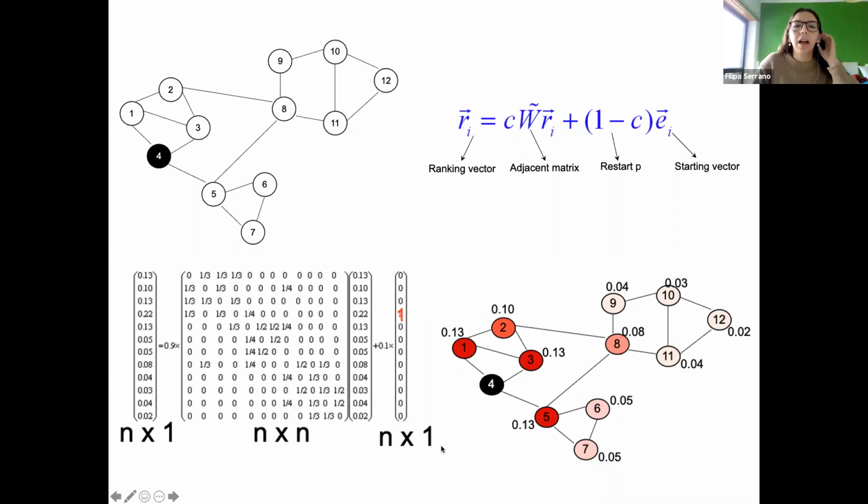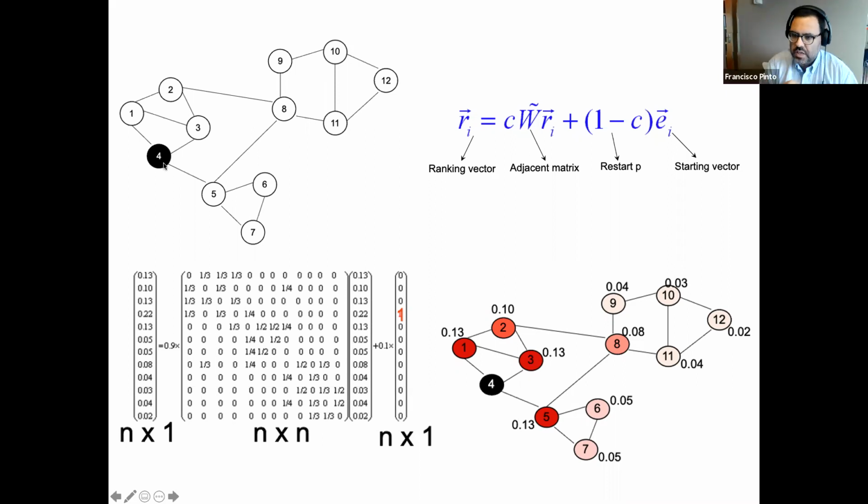Okay, makes sense. But for example, for node 10, how does the restart probability affect it? Because it's not near the start. The restart doesn't have to be. So wherever you are in the network, wherever the random walker is, if the random choice is for restart, it will go back to the origin. Oh, okay. And even if it's not. Yeah.